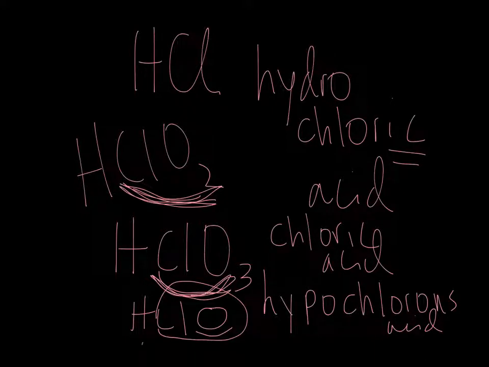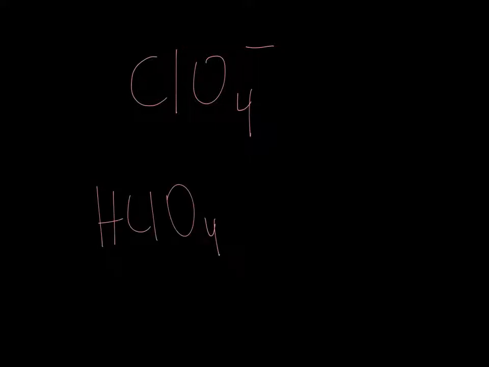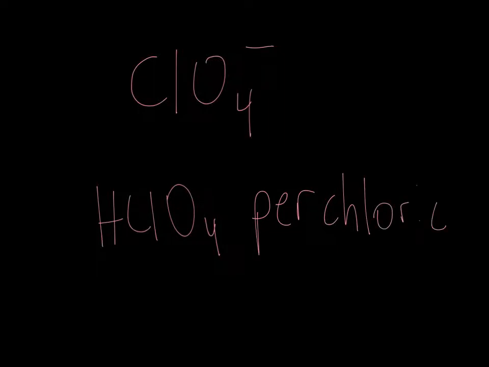And finally, we even carry over the per prefix. Just like ClO4 minus was the perchlorate ion, HClO4 is perchloric acid. That wraps up our video on how to name basic acids.